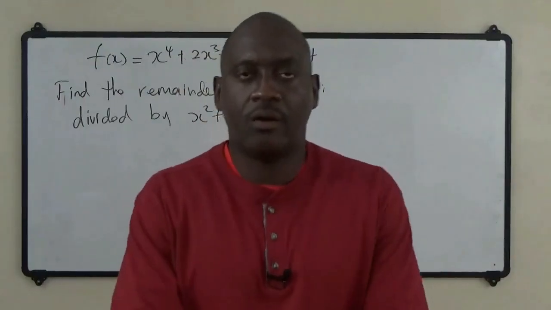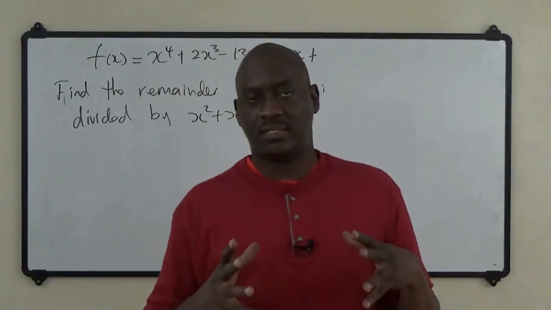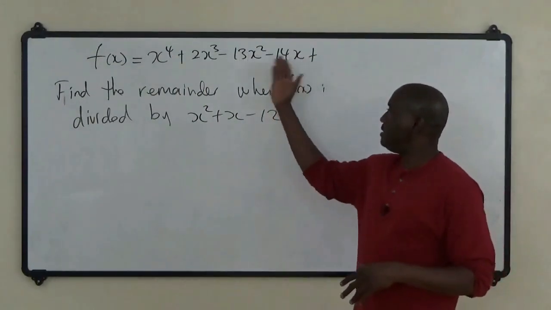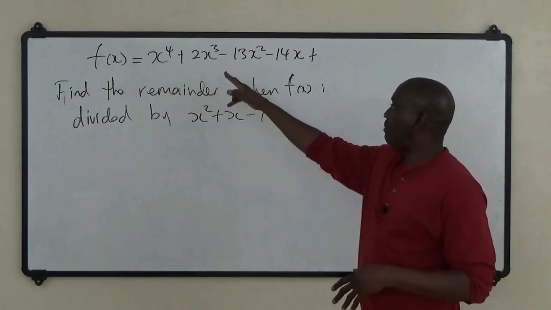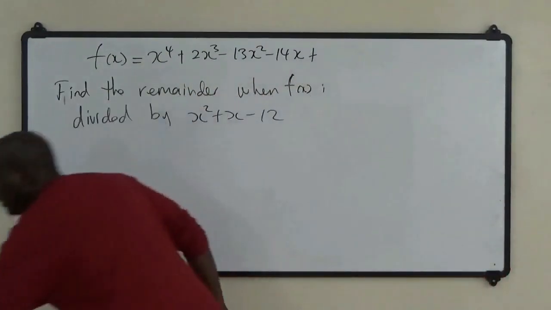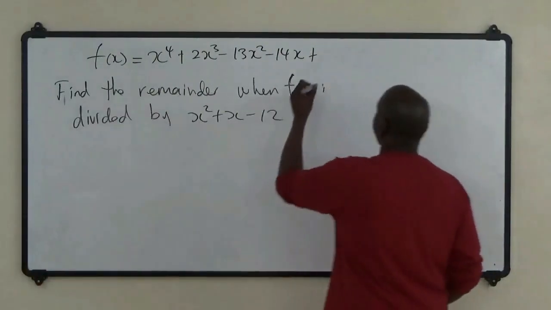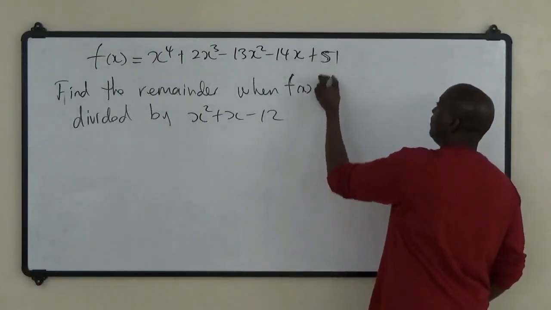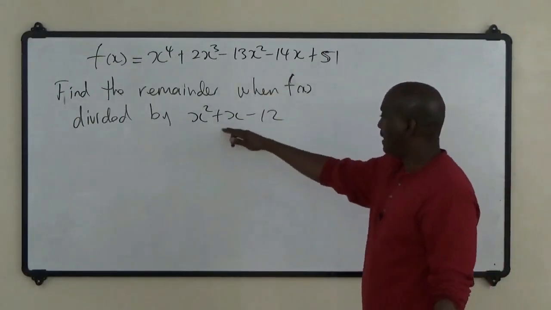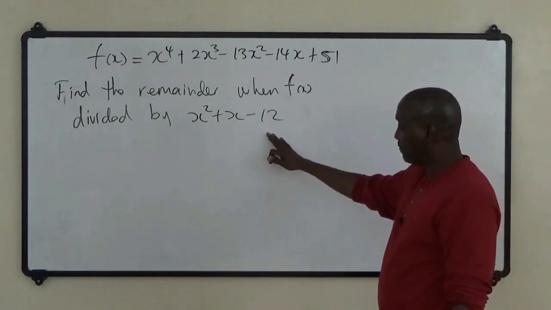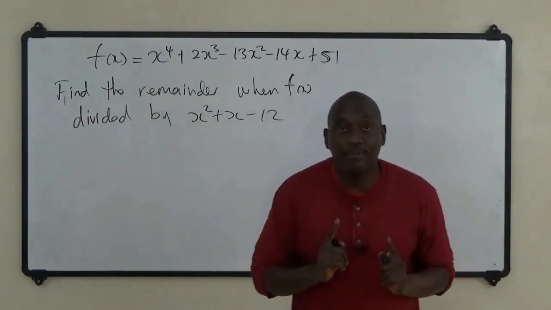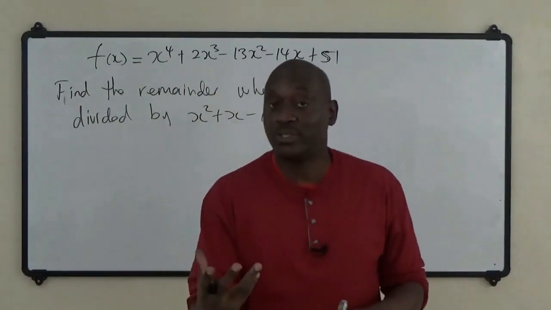Alright, so in the last video, we saw that we had the dividend x to the power of 4 plus 2x cubed minus 13x squared minus 14x plus 51. And we saw that when we divided f of x, which is all of that, by x squared plus x minus 2, we got a remainder of 27. And we got the same remainder regardless of the root that we use.